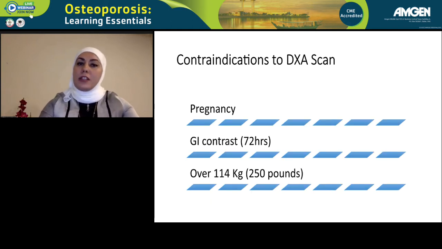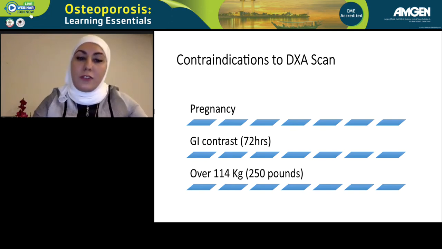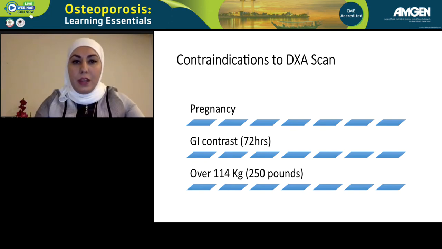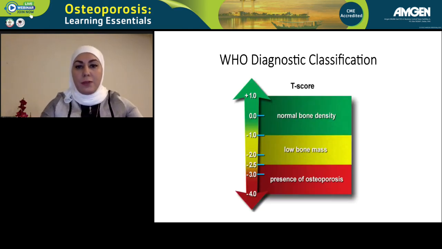What are the contraindications to DEXA scan? We have pregnancy, GI contrast within the last 72 hours, and weight over 114 kg. For the WHO diagnostic classification, we have a normal bone density, which is from 1 to less than minus 1. From minus 1 to less than minus 2.5, it's called low bone mass. Osteoporosis is diagnosed from minus 2.5 and less.